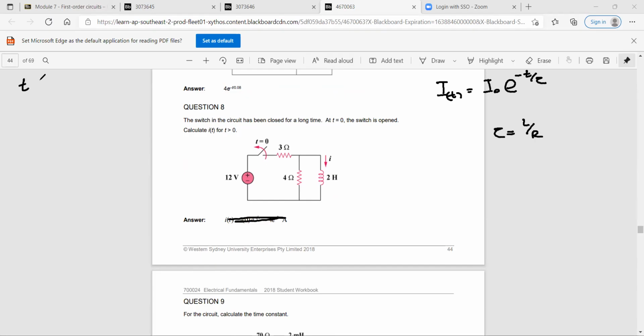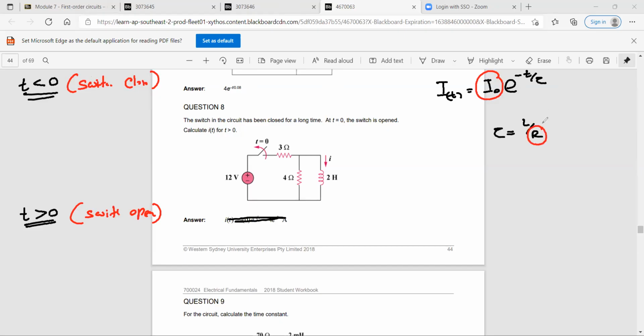So you need to draw the circuit when t is less than 0. You need to draw the circuit when t is more than 0. If you read the question, they are saying the switch was closed for a long time. So switch closed, and when the time is more than 0, switch open. Draw the two circuits, and you only need to find 2 things, guys. So find the 2 things.